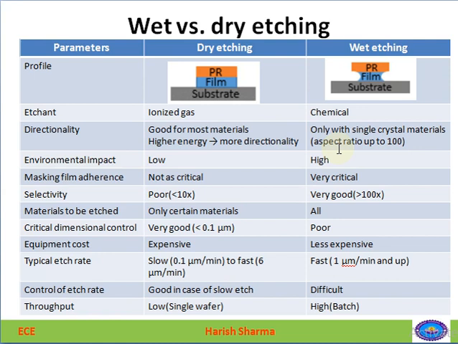But we already discussed that wet etching is mostly done for wafer preparation, meaning for cleaning and smoothing of the wafer, and dry etching is used for other processes.